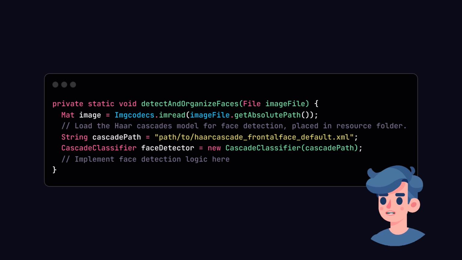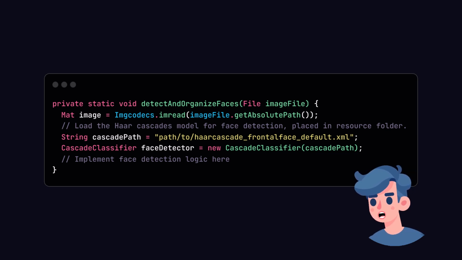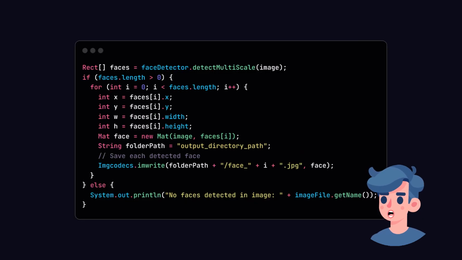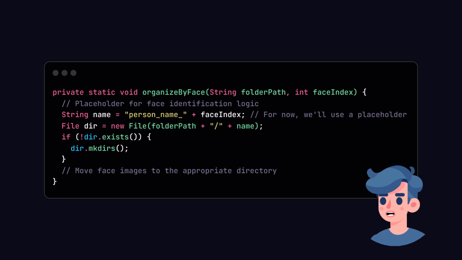Next, let's implement the detectAndOrganizeFaces method. This method will utilize OpenCV to detect faces in the image. We'll begin by loading the image and then applying the Haar Cascade model. In the detectAndOrganizeFaces method, after loading the image and the Haar Cascade, we apply the face detection. Once we detect the faces, we can save the faces as individual images to a specific directory. Let's implement this now.